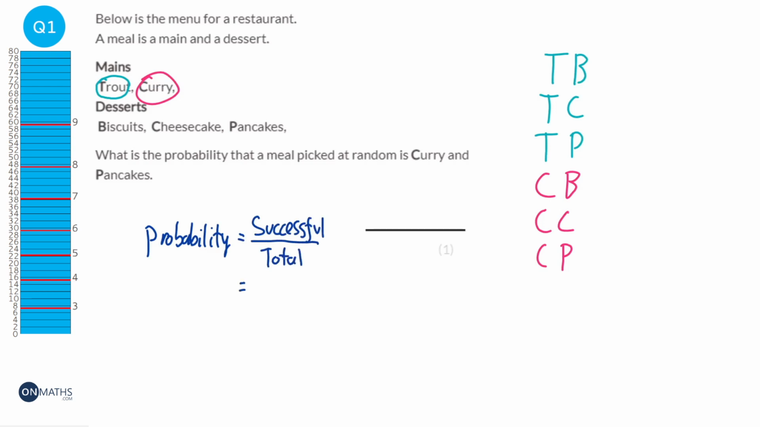So successful for this is a curry and pancakes. So curry and pancakes is a successful outcome, so it's just 1. The total amount are 1, 2, 3, 4, 5, 6. So the chance of me picking at random a curry and pancakes is 1 over 6.